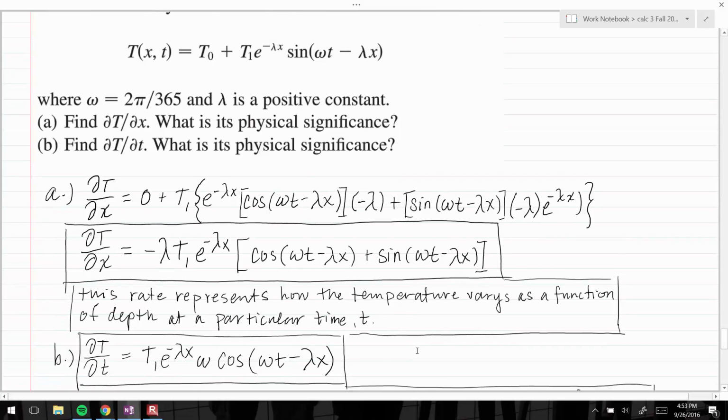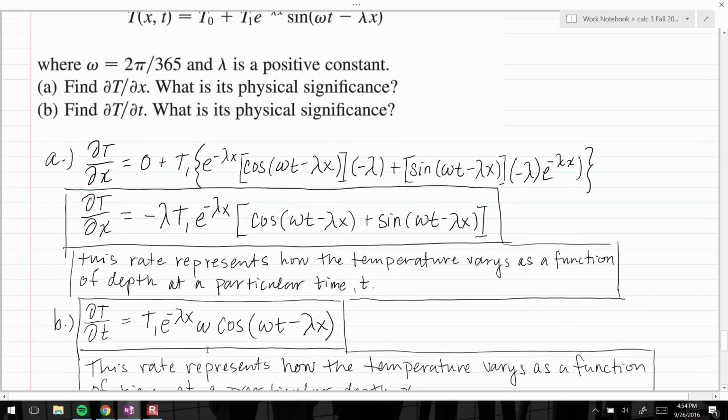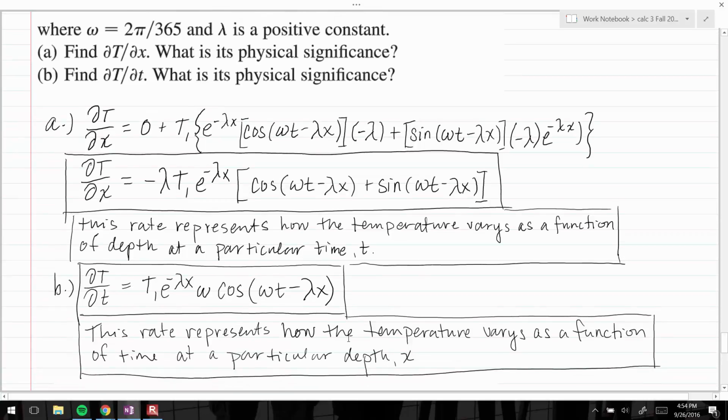Okay, next thing is doing it kind of switched up with our partial with respect to little t. When you do that, it's easier because we have this e to the whatever thing x, and that is now a constant, so just group that with the T sub 1, and then here we employ the chain rule. You get an omega out front from that, and then take the derivative of the outside, you get cosine. So this rate represents how the temperature varies as a function of time at a particular depth x.